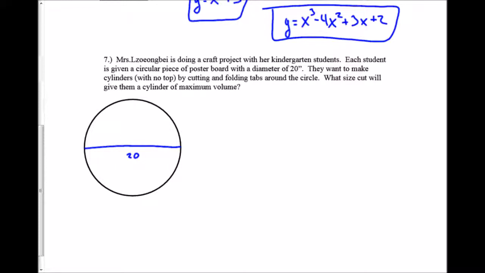So I'm going to signify the cuts in red. And I don't know how far in I'm going to cut, but I want each cut to be the same. So I make each of these cuts, and I try to make each cut the same. And what that does is it leaves me with this inner circle.